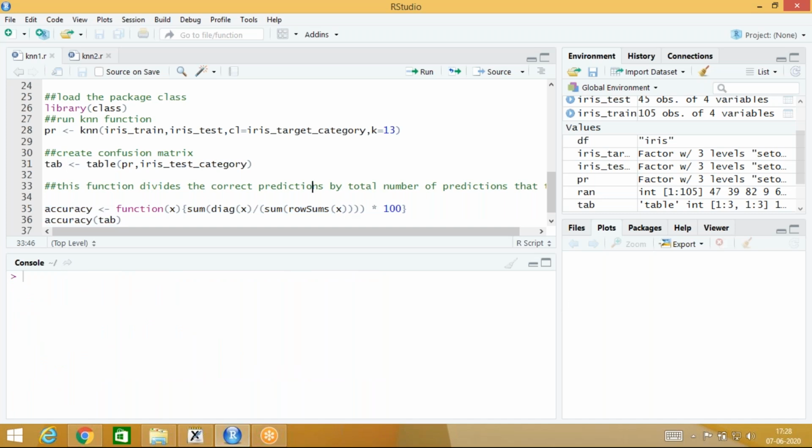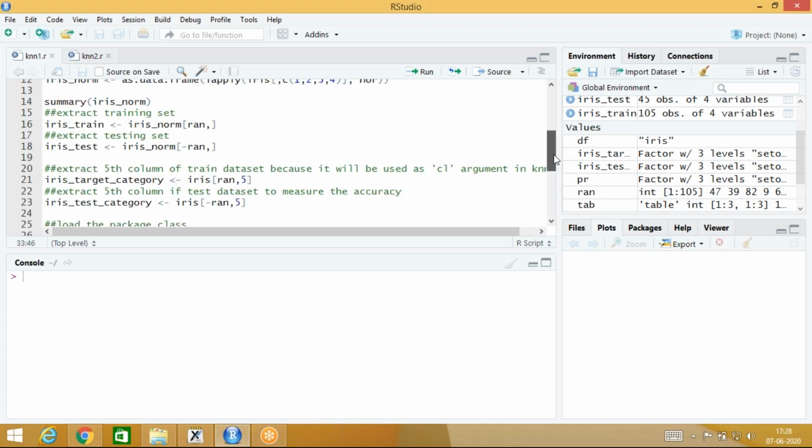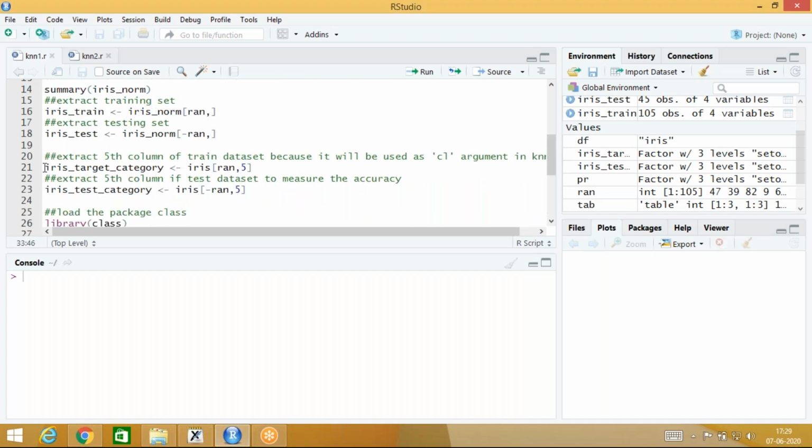Okay, got an error? So just check, you have not run this line. Arun Babu, you have not run this line number 21. Just check, because that's what it is saying. IRIS category, IRIS 10 category is not found.